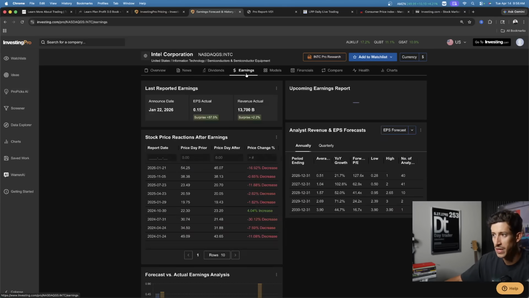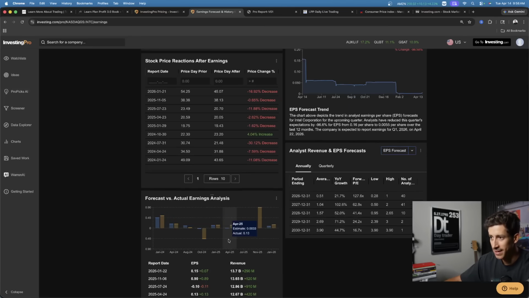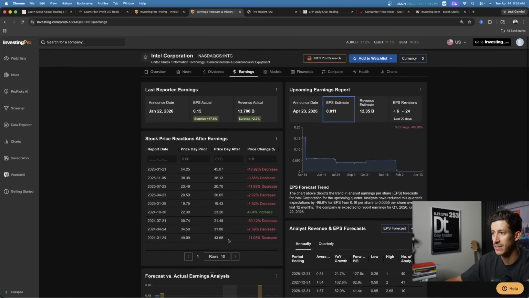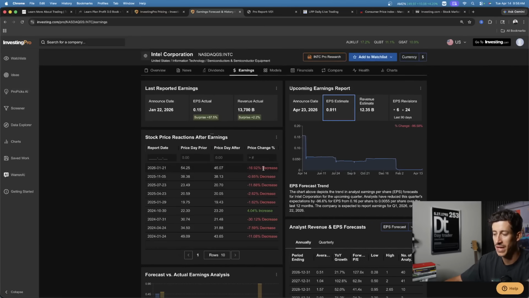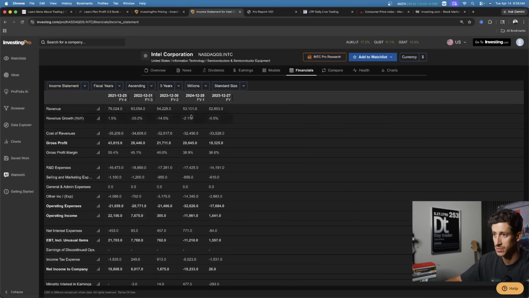Dividends, earnings, actually understanding what is expected for upcoming earnings, what was previously reported. Again, forecast versus actual analysis. These are all things you can look at, previous earnings and how the market reacted the day after based off of what they reported. So again, it really allows you to dig deeper. Then you can look at their overall models, financials. This is where you can actually look into them fundamentally.